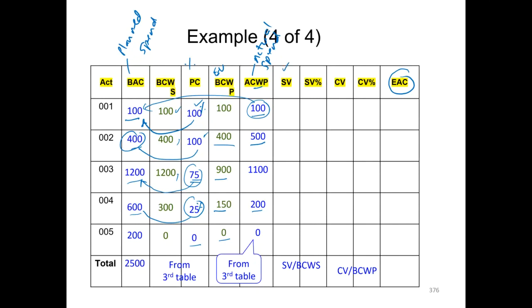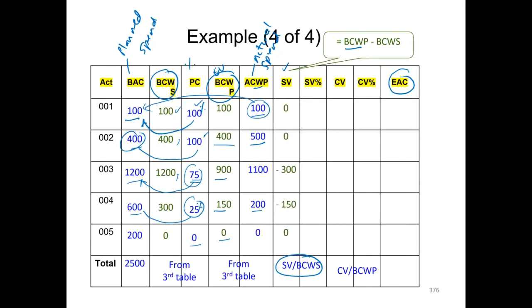The next column is to calculate the schedule variance. So how do we calculate schedule variance? The formula is given here: BCWP minus BCWS. Basically we will take this column and subtract it from this column. So 100 take away 100 is telling us that it is 0.